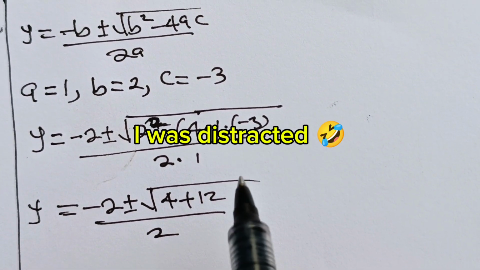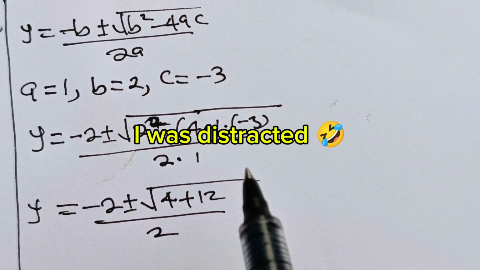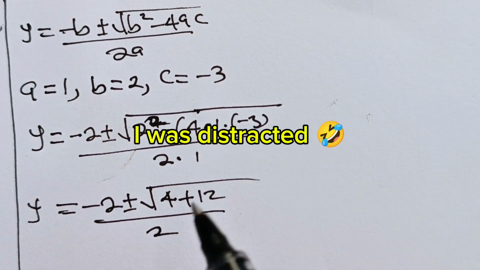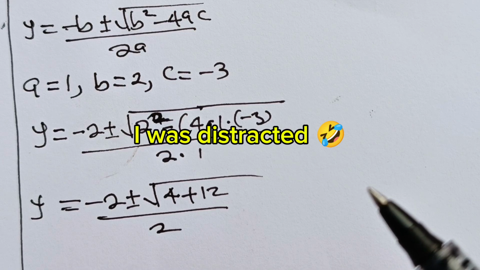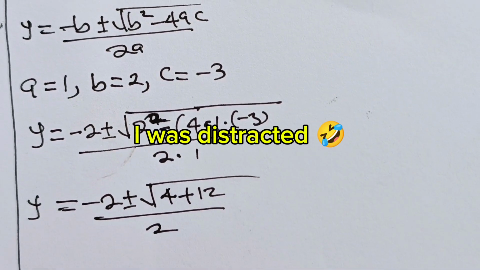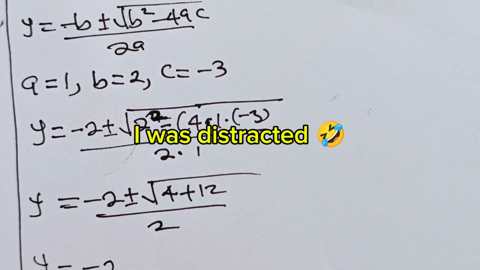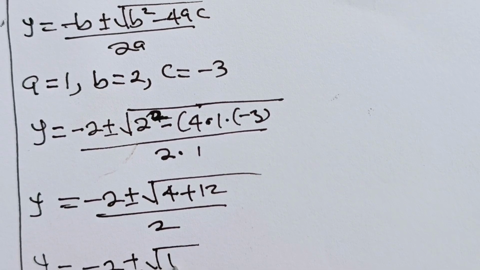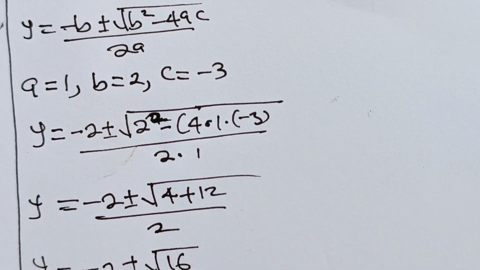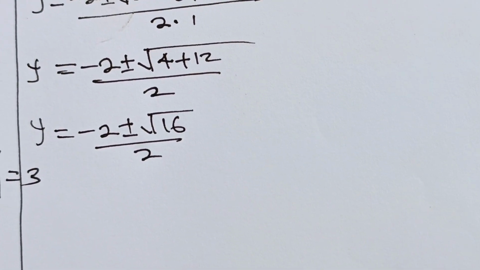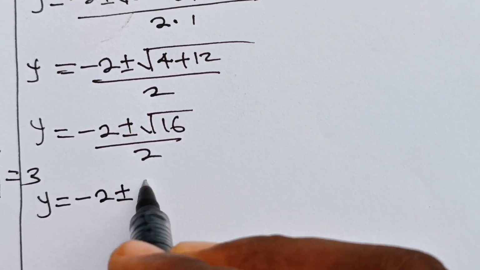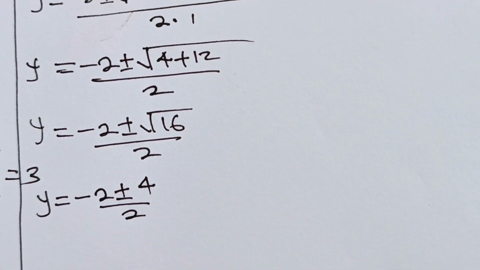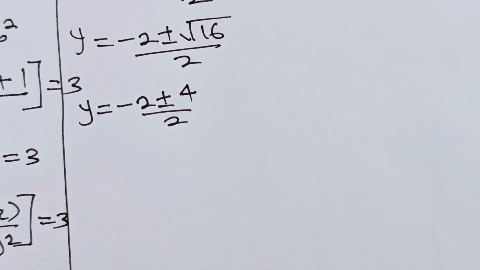All right. Now we continue. So when you look at what we have here, yeah, so y is equal to minus 2 plus or minus square root of 16 divided by 2. Okay, all right. So we have y is equal to minus 2 plus or minus 4 divided by 2. Now we have two values of our y.